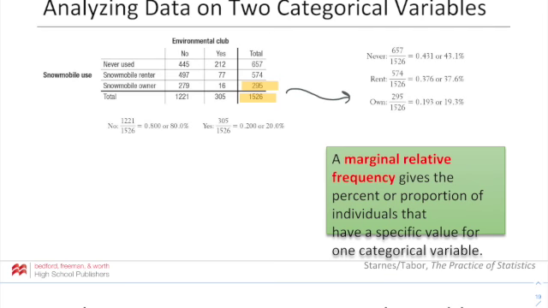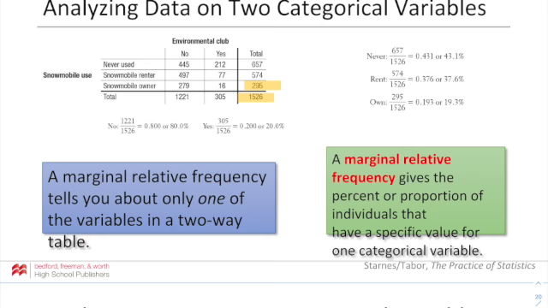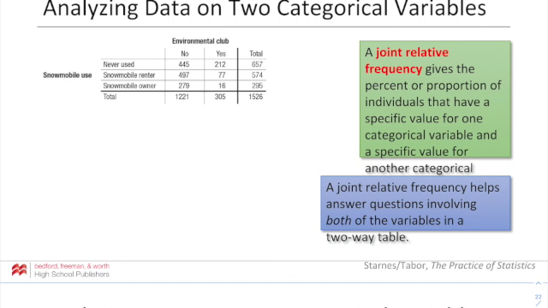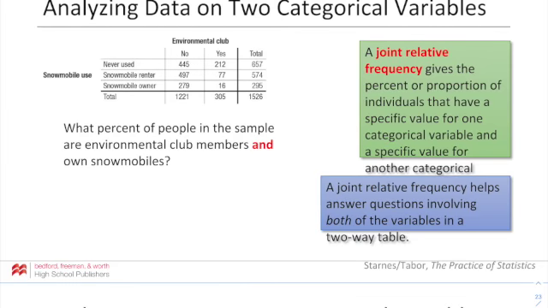So marginal relative frequencies, remember, these are all about one categorical variable. Now let's look at a joint relative frequency. This gives the percent or proportion of individuals that have a specific value for one categorical variable and a specific value for another. So now we're going to be looking at both variables at the same time. A joint relative frequency helps answer questions involving both of the variables in the two-way table.